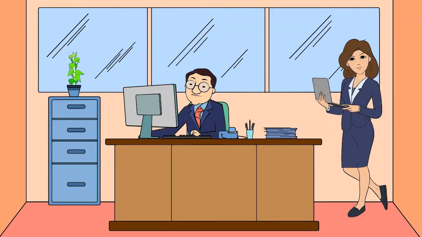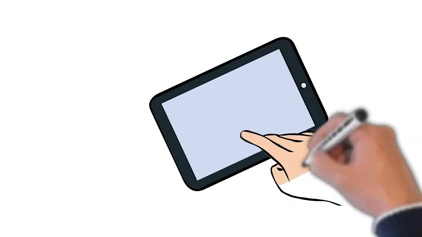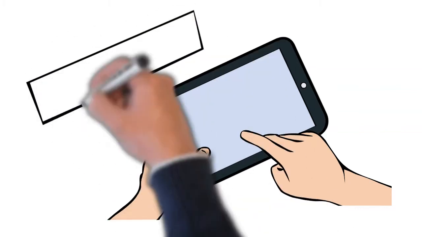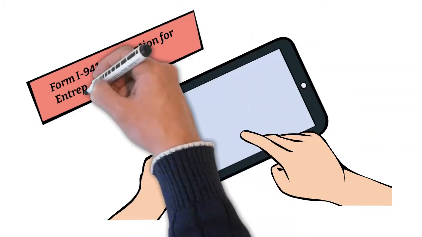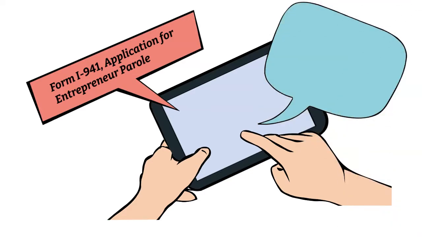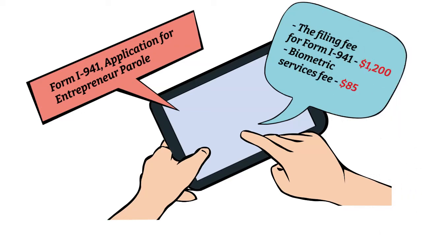In order to apply, the applicant must file Form I-941, Application for Entrepreneur Parole. They must also include the required fees, such as biometric services fees, and supporting documentary evidence in accordance with the form instructions. The filing fee for Form I-941 is $1,200 and the biometric services fee is $85.